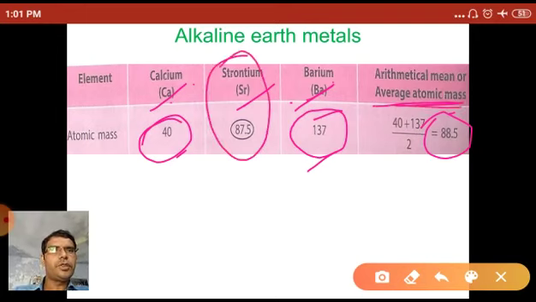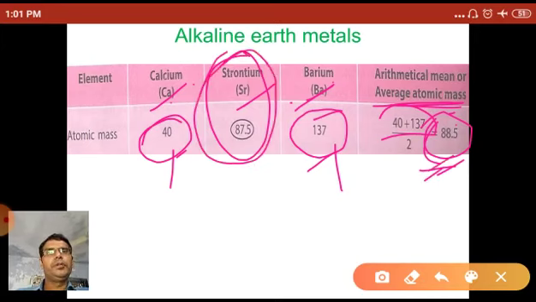Here, the average atomic mass of the first and third, 40 plus 137 divided by 2, is approximately 88.5. This is approximately equal to the atomic mass of the middle element, the second element, strontium, which is 87.5.